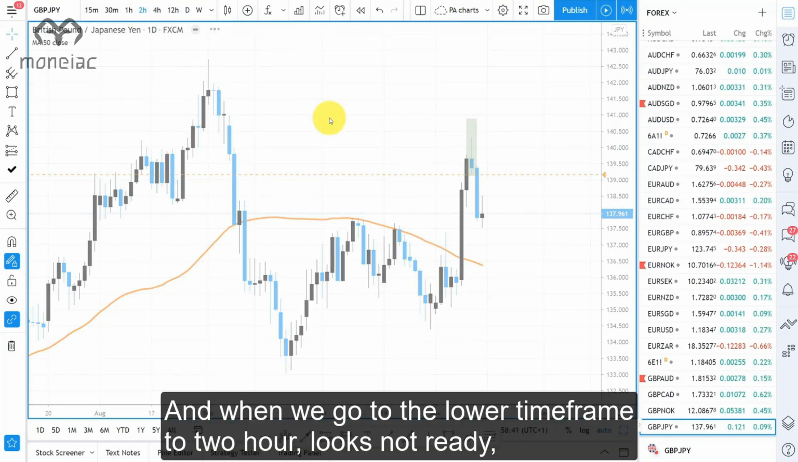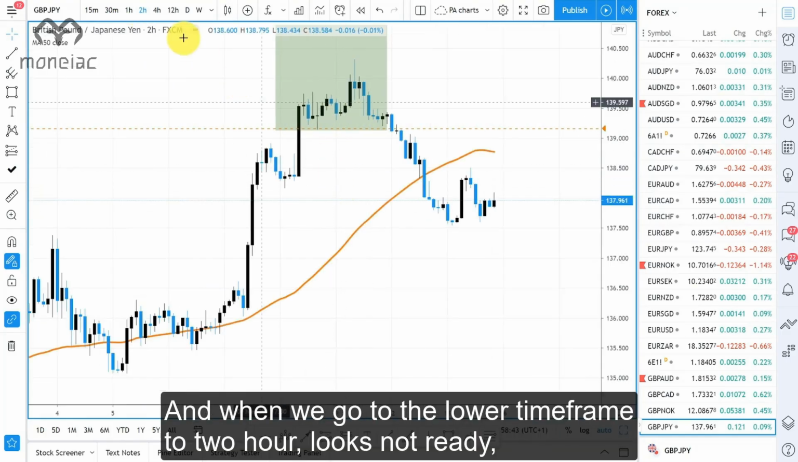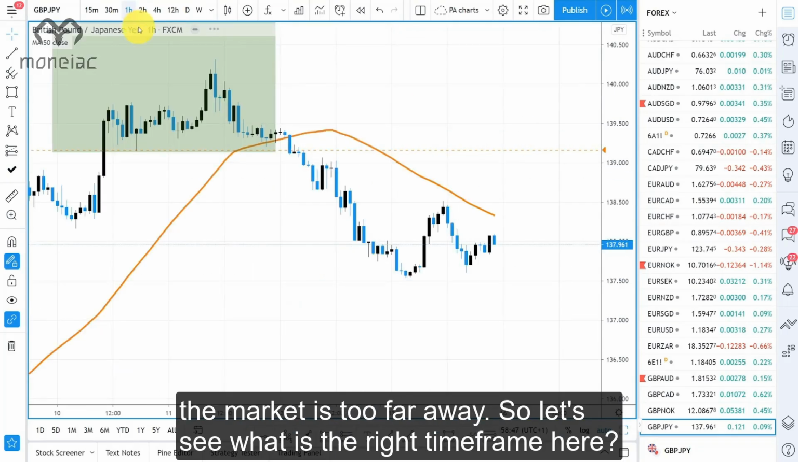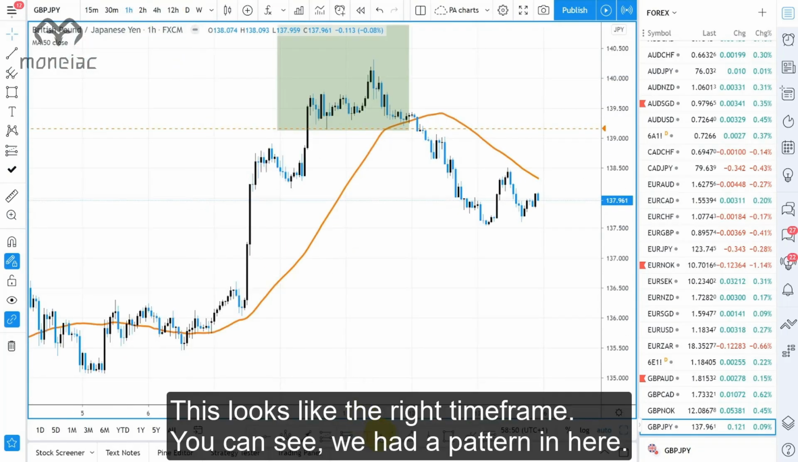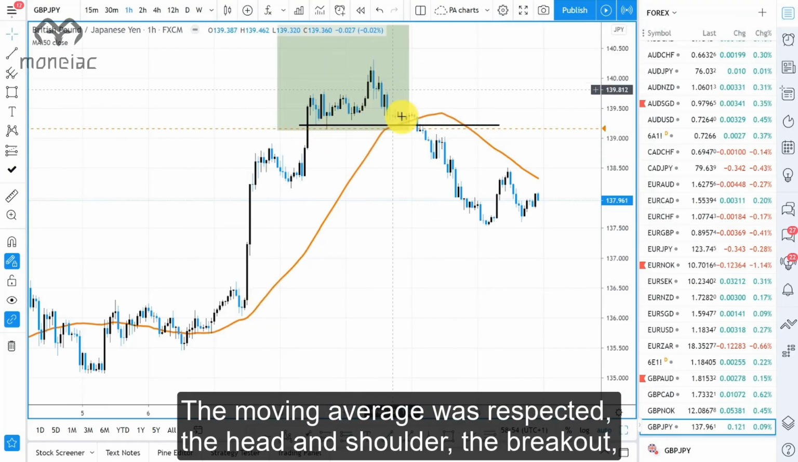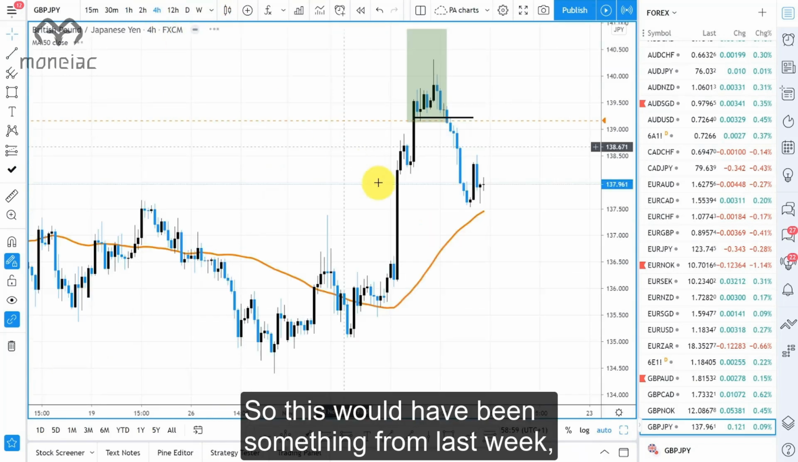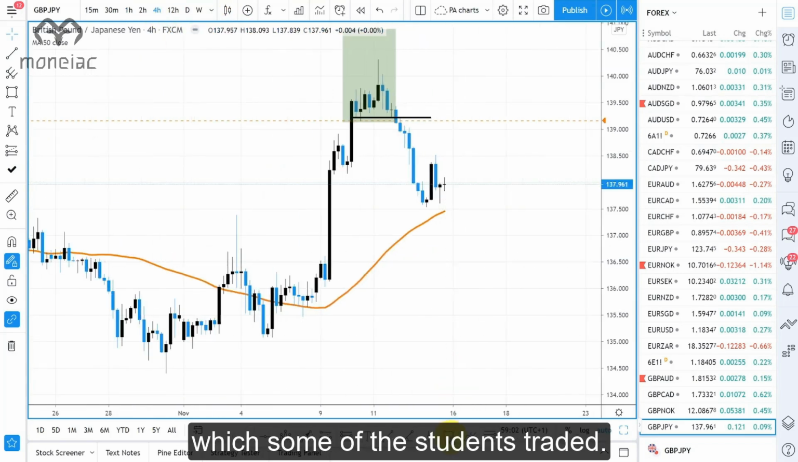And when we go to the lower time frame, the 2-hour looks not ready. The market is too far away. So let's see, what is the right time frame here? This looks like the right time frame. You can see we had a pattern in here. The moving average was respected, the head and shoulder, the breakout, and then the market dipped lower. And so this would have been something from last week, which some of the students traded.